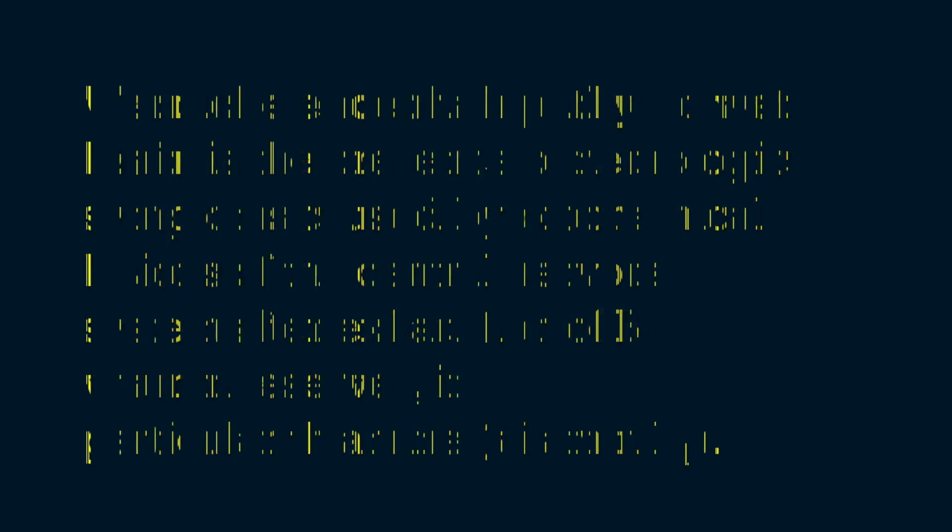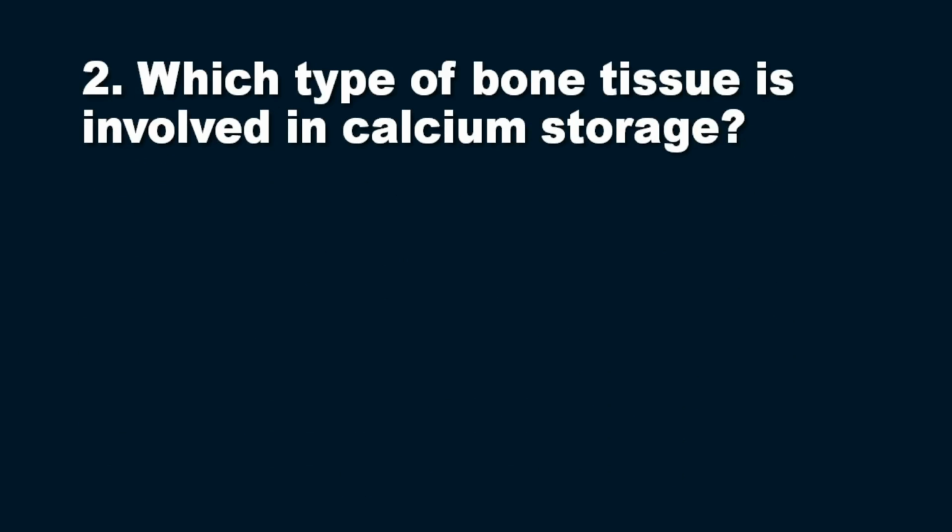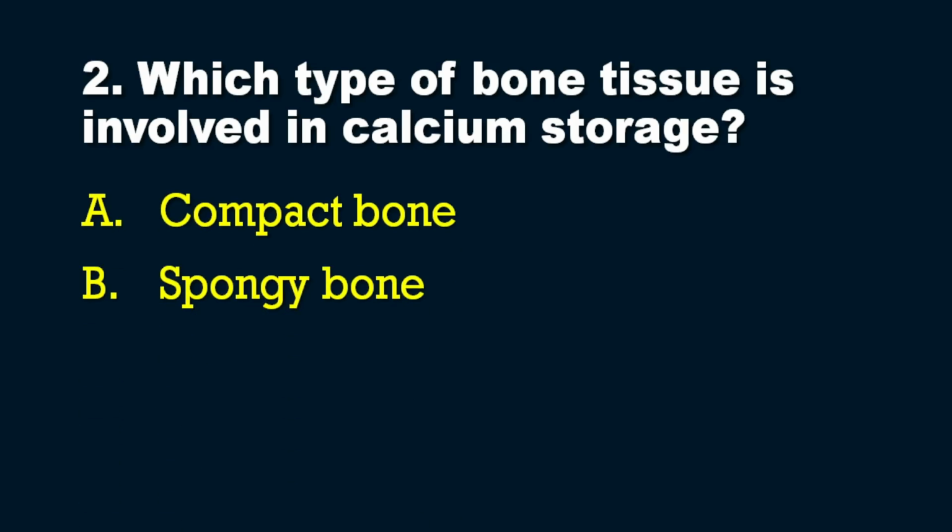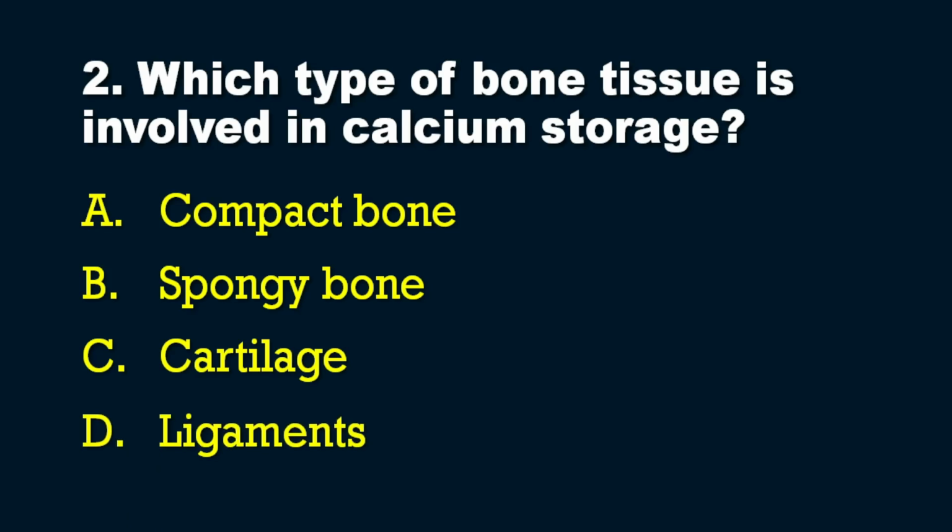With that we will be moving to the next question in the series, from orthopedics. Which type of bone tissue is involved in calcium storage? The options are option A, compact bone, B, spongy bone, C, cartilage, and D, ligaments. So which one is involved in calcium storage?